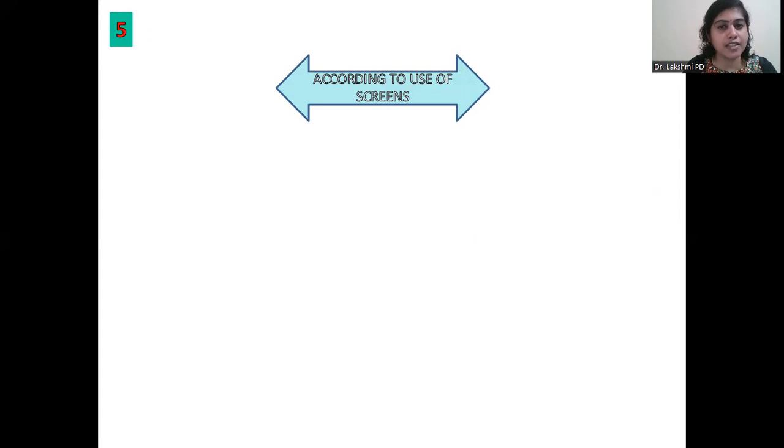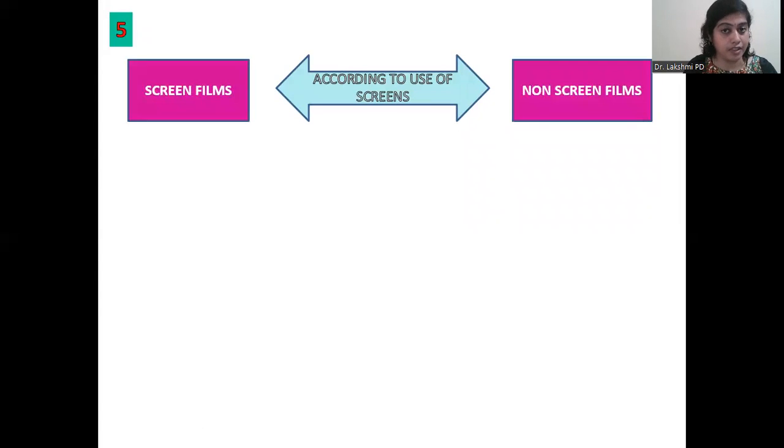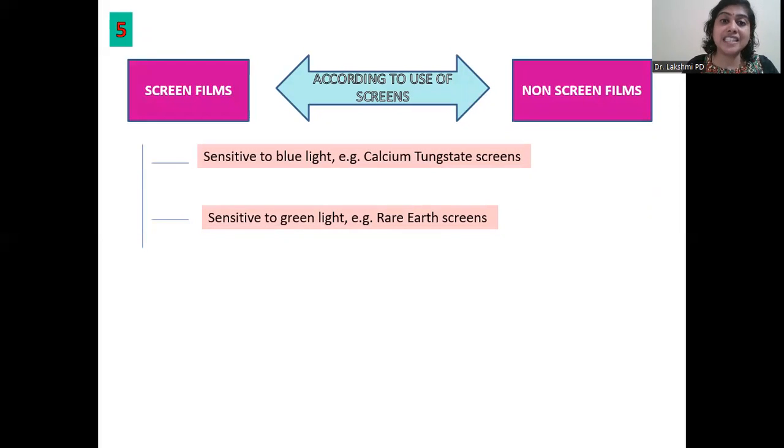For now, just understand that you have got 2 types of films according to the use of screens. That is, films which are used with screen, they are called as screen films, and you have got films which are used without screens, which is basically your non-screen films. And these screen films can be further classified according to the range of the wavelength of the light that it is more sensitive to.